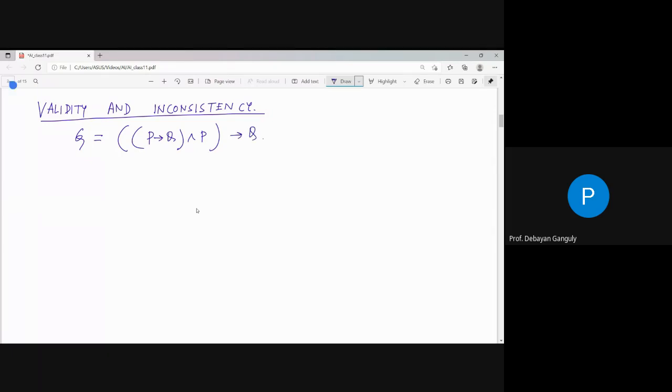So the atoms are P and Q, two distinct atoms, and the formula G has 2 to the power 2, that is 4, interpretations.